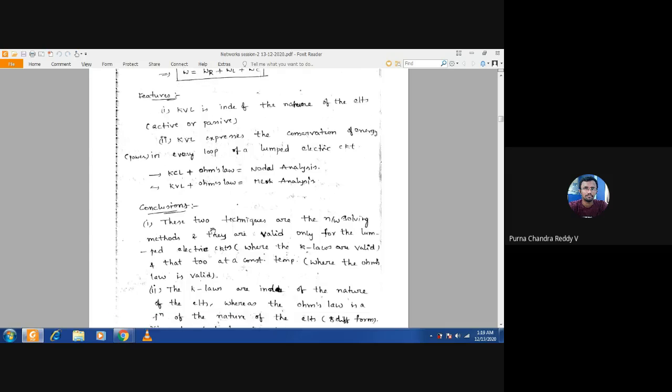So we may have some advanced versions of nodal and mesh. Those are nothing but super node analysis and super mesh analysis. There also we use KVL, KCL, and Ohm's law.